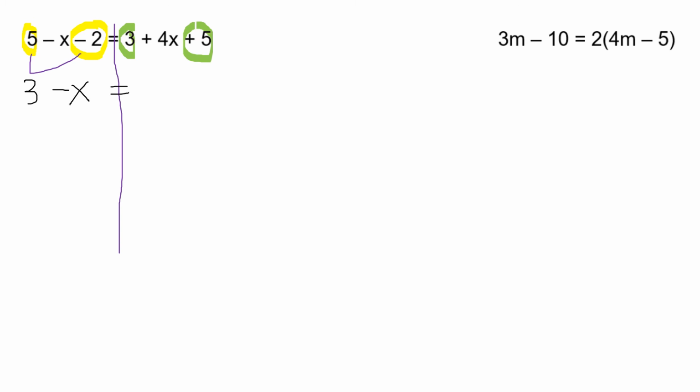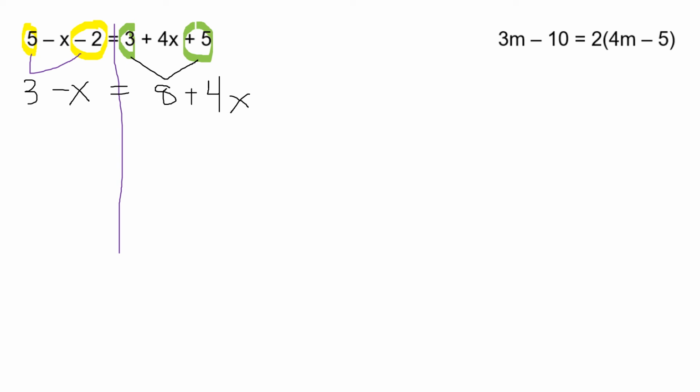And then on the right-hand side, we have 3 plus 5 that need to be combined into 8. And then we can bring down that positive 4x. So right now we have 3 minus x equals 8 plus 4x.